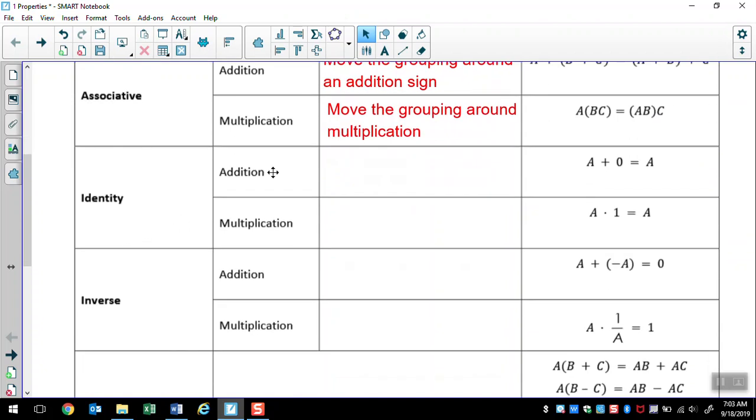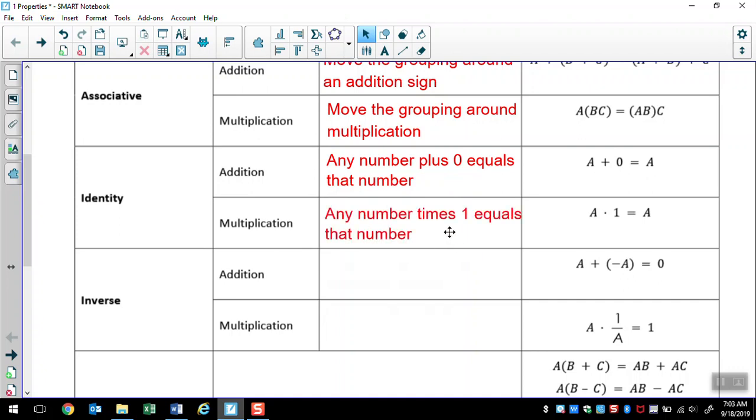Identity property, again, also split over addition and multiplication. Identity property of addition says that any number plus 0 equals that number. And the identity property of multiplication says that any number times 1 equals that number. So we're really just looking to see whatever we start with is what we end with.